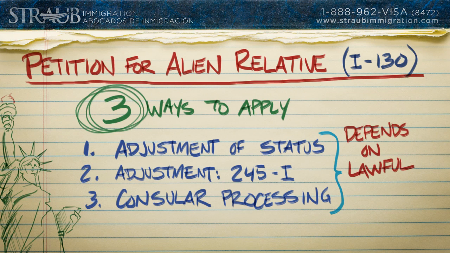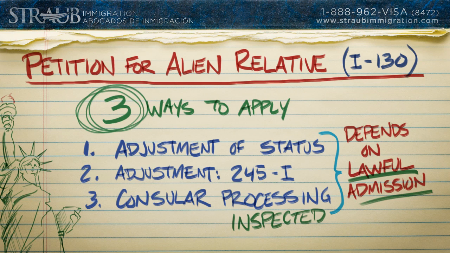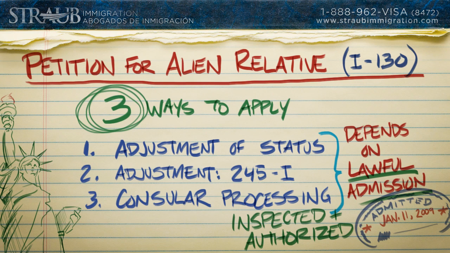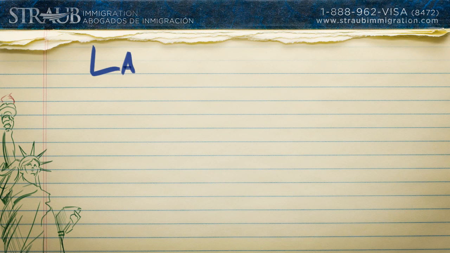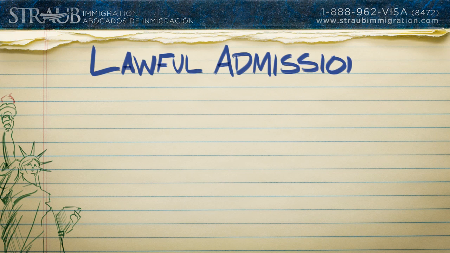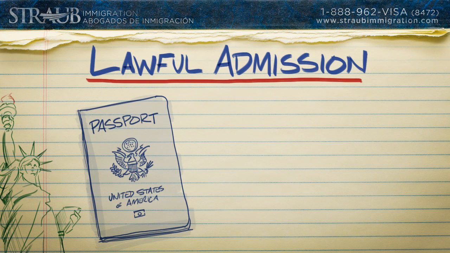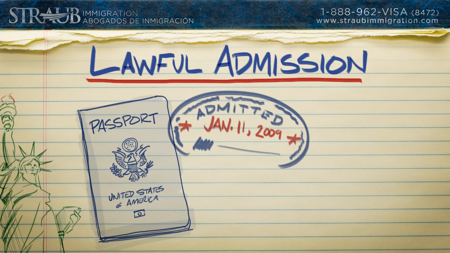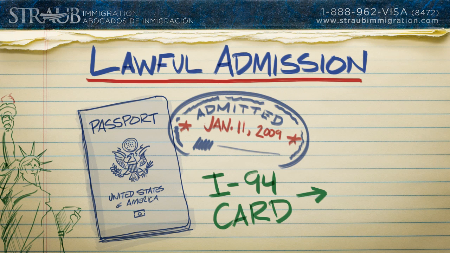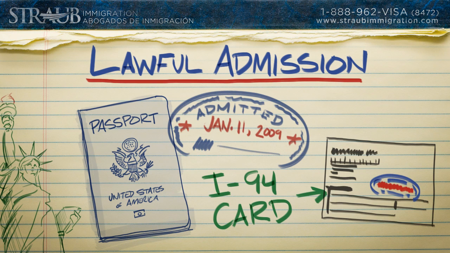And in immigration law, we have a concept known as lawful admission. Lawful admission is defined as being inspected and authorized by an immigration official. So how do you know whether your spouse was lawfully admitted? Well, the easiest way is to simply go look at their passport, and there's probably going to be a stamp in it on the day that they entered the United States. You could also look for what's called an I-94 card. It's a small white card that normally has the stamp on it.